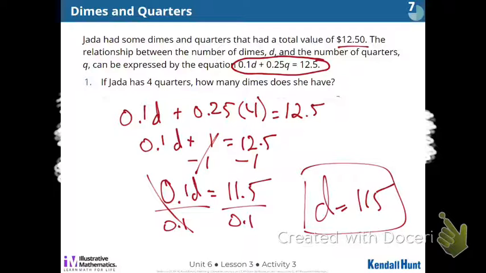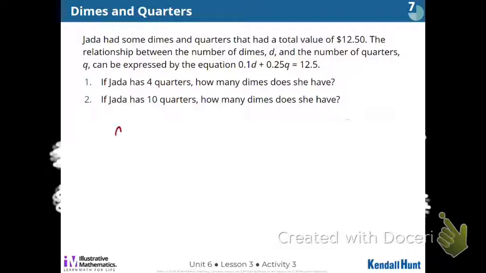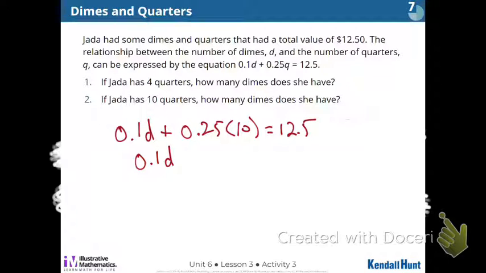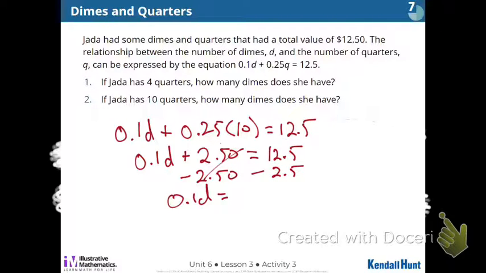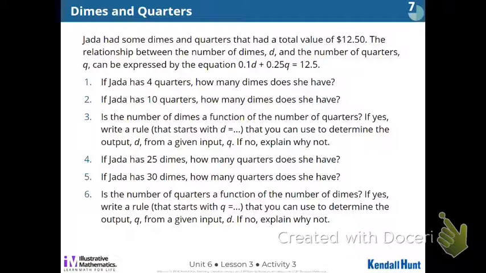Right? What about if she has 10 quarters? Dimes are still 10 cents, right? 10 quarters would be 25 cents each. If I have 10 quarters, how much money is that? Yeah, $2.50. So, if I have $2.50 in quarters, I need how much money total in dimes? $10 in dimes, which would be 100 dimes for us. Right here.